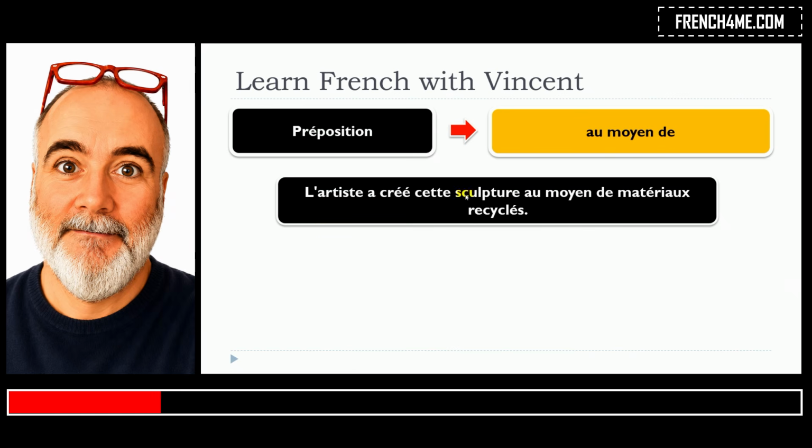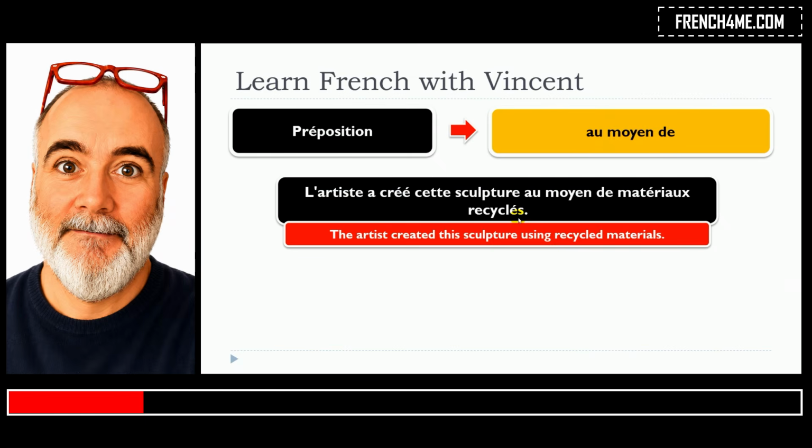L'artiste a créé cette sculpture au moyen de matériaux recyclés.